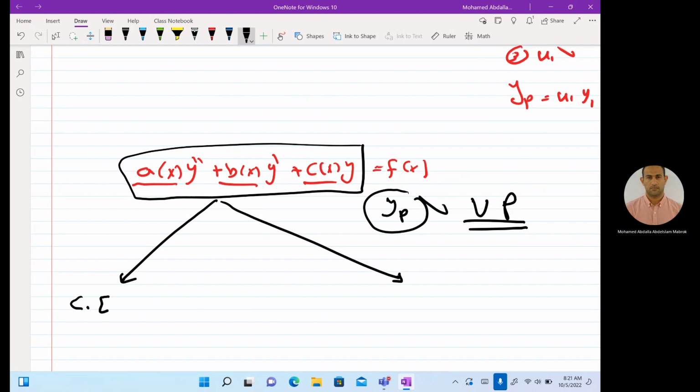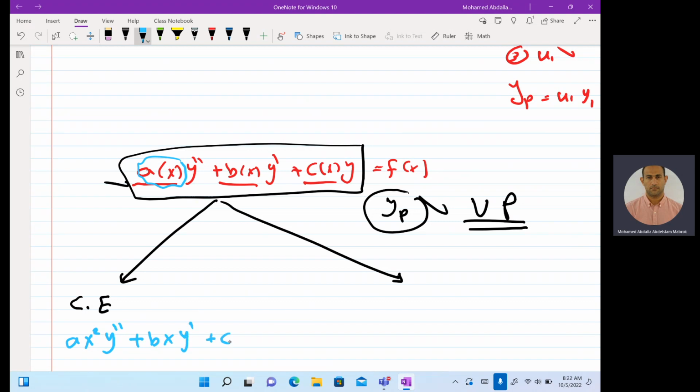Cauchy-Euler is a special case of this generalized case. The good thing about it is that it does not require too much information about the YC if it is written in the Cauchy-Euler form. What is the Cauchy-Euler? Cauchy-Euler is when a of x, and all these functions, is just a x squared. So a x squared y double dash plus b x y dash plus c y equals f of x.